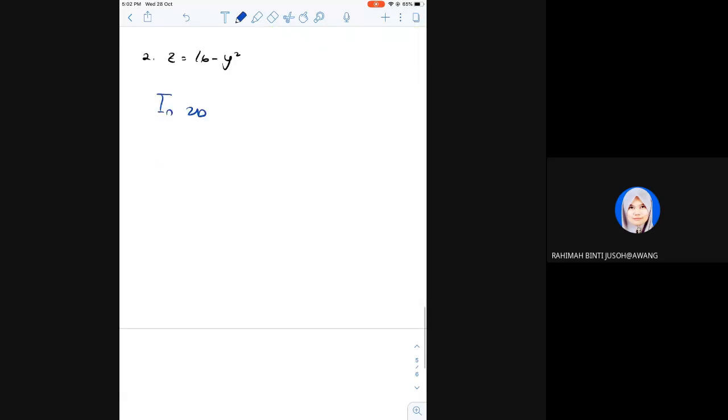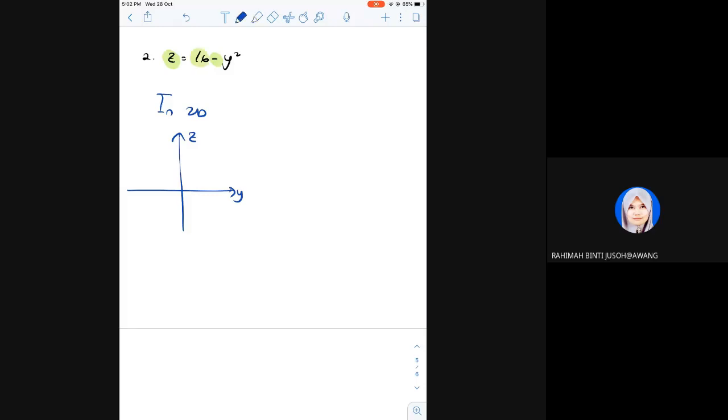So in 2D, the axes involved now are the Y and Z axes. Y exists and Z exists only. So now the subject is Z. Z means the vertical axis, so the parabola should be either upward or downward. But now we have negative y squared, so of course it becomes downward, but with shifting 16.